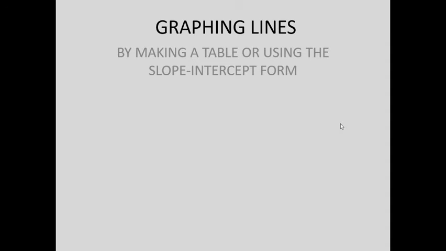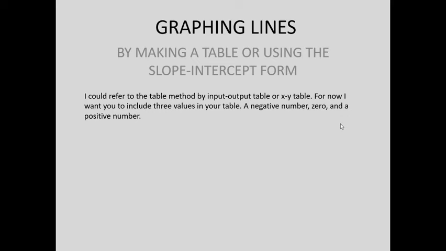Okay, graphing lines. In order to graph lines, we can either make a table. So we have y equals 3x plus 2. You would input in the x values -2, and output would be -4. Put in a 0, output would be 2. Put in a 1, the output would be 5.